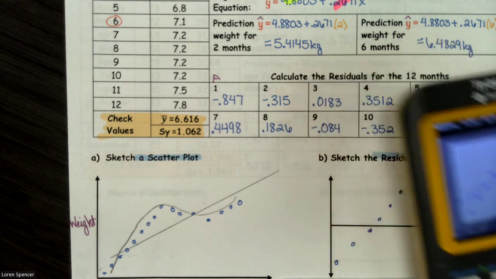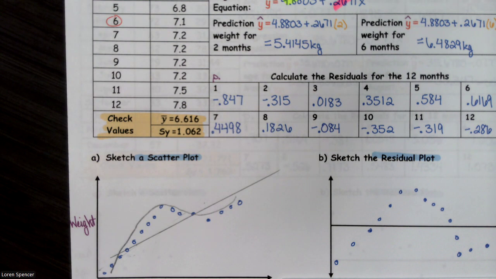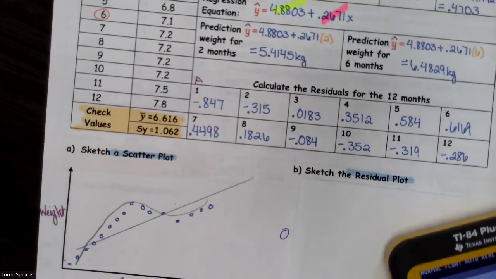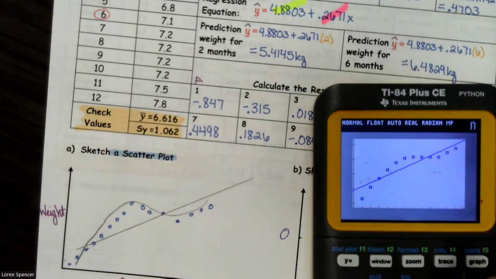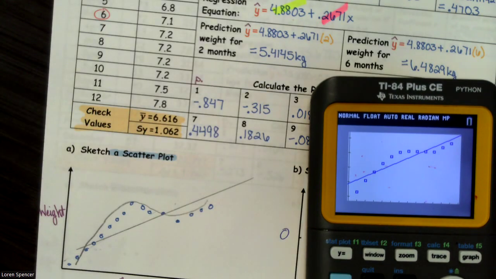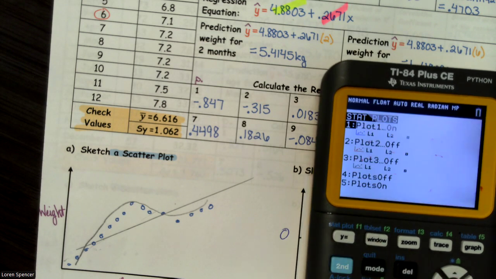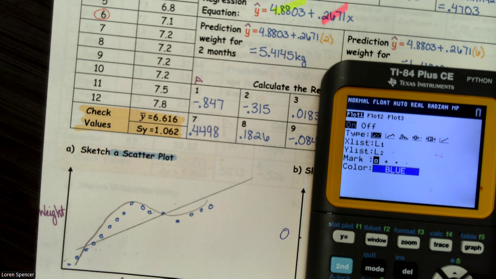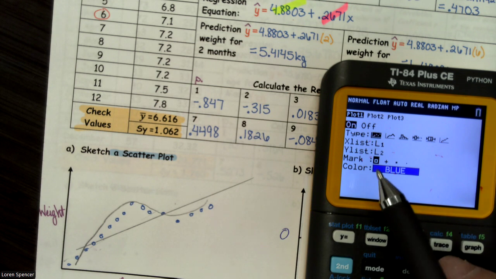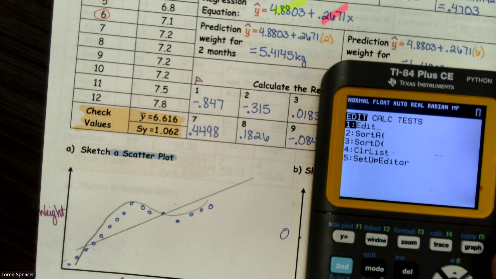All residual plots are centered on 0. All right. And so that's the next thing it asked me to do, is to draw the residual plot. Well, how do I do that? So I'm going to go back to stat plot, blue stat plot, and press enter. And I'm going to keep everything the same except my Y list. I'm going to change to L3. And here's why I'm changing to L3.